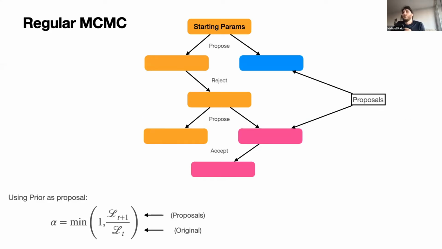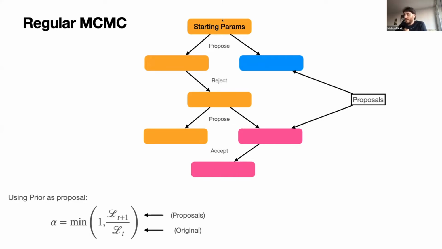Another really nice new tool that we use is called multiple try MCMC, and I will explain that in a second, but I will start by explaining just regular MCMC. As a reminder, you start with a set of parameters here in orange, you propose the blue set of parameters, you accept or reject it, you get the orange if it's rejected. You propose the pink set of parameters, you accept or reject it. In this case, you get the pink parameters.